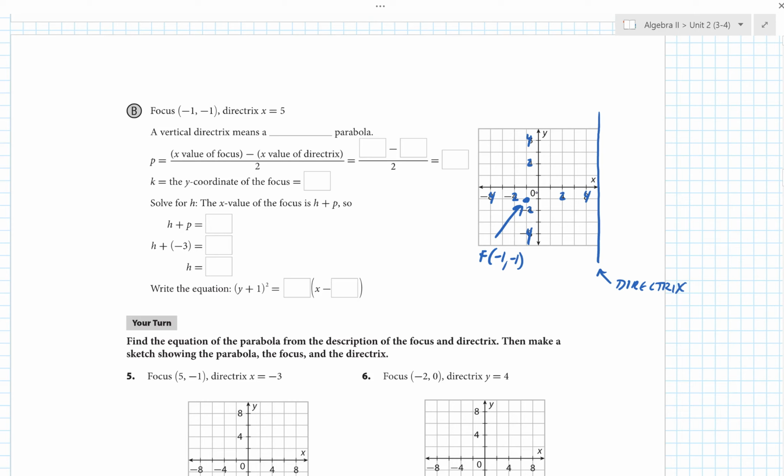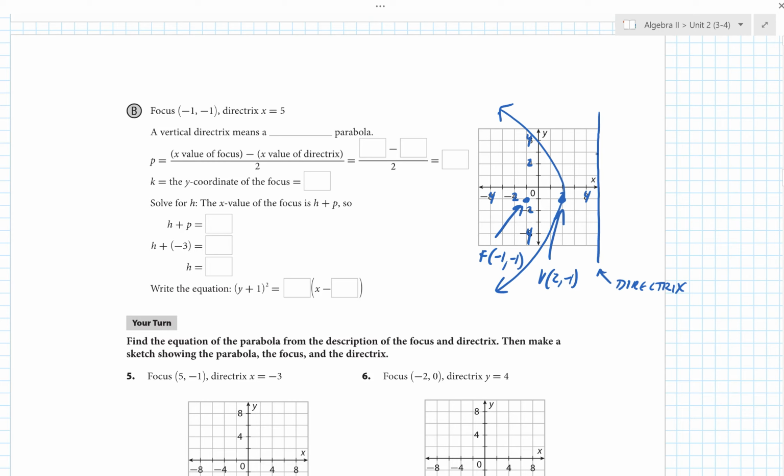So what's the average of -1 and 5? The average of -1 and 5? 2. You get 4, divide by 2, you get 2. And so our vertex is going to be right there at (2, -1). And the parabola wraps around its focus, so it's going to have to bend this way. It always wraps around its focus and goes away from the directrix.